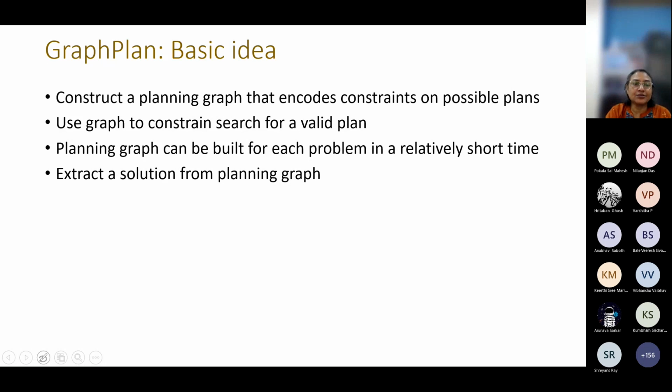So now we will discuss a planning algorithm called GraphPlan. Before we start, do you have any questions on the basic planning paradigm?